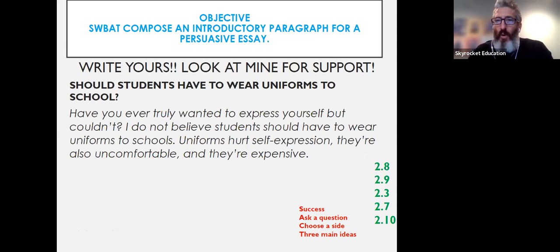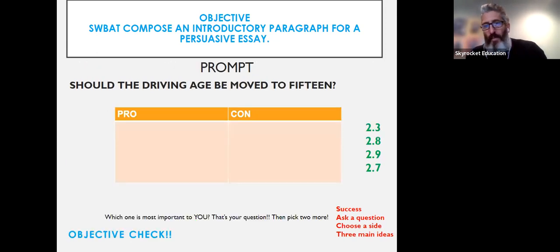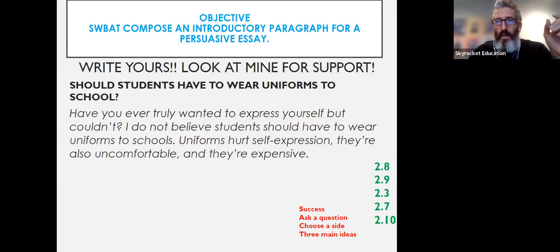All right. So then at this point, what we'd have kids do is they'd start to write with my support, right? This is my exemplar from earlier. I would make sure at this point that folks had their pros and cons, and that everybody had chosen a side that makes sense, or that at least is aligned to what their pros and cons say. If you remember, the coaching is that the most important one to you, that's your question. So I would have them circle that one as well, and then they can pick two more, the two that resonate with them the most, and then they would use my exemplar as a model for their guided practice essay.